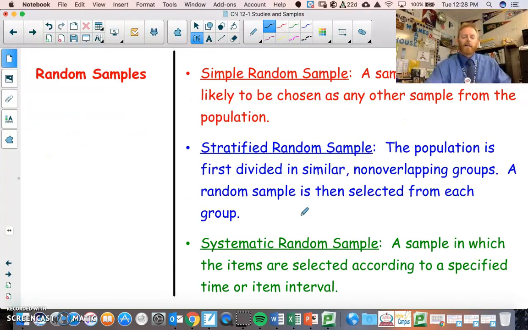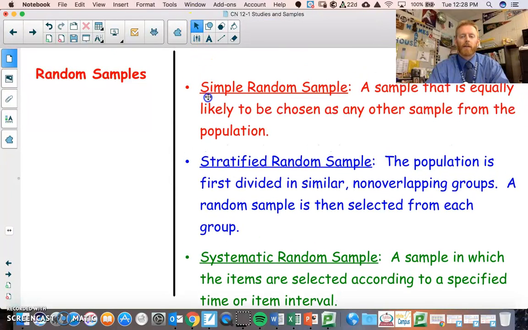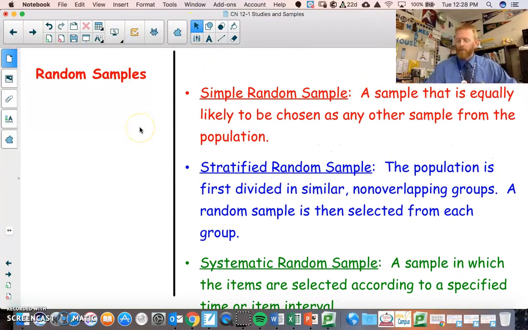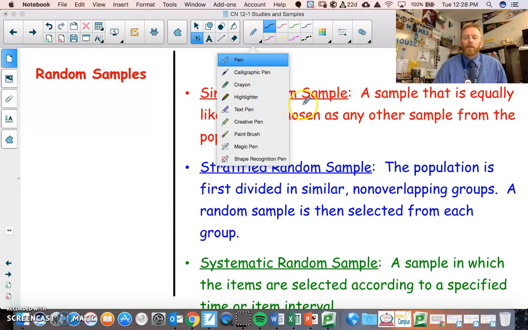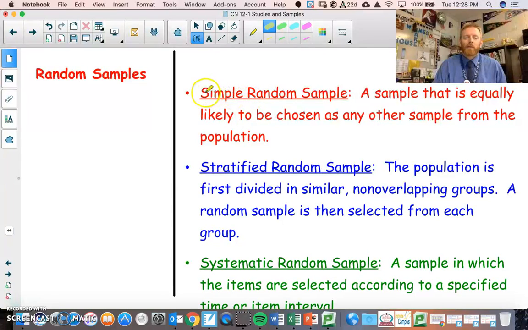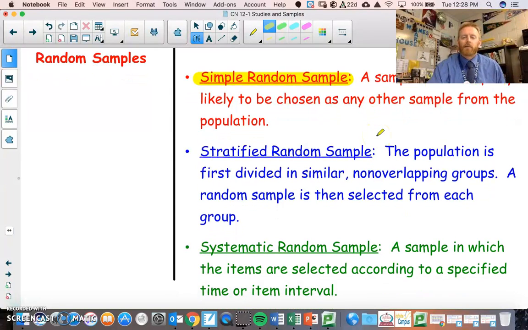All right, here's our different types of random samples. Here's more things to write down. If you need to hit pause, hit that pause button. There are 3 types that we want to be aware of. The first one is just a simple random sample. This sample is the one that we use where everyone has an equally likely chance of being picked. And that's just randomly picked.